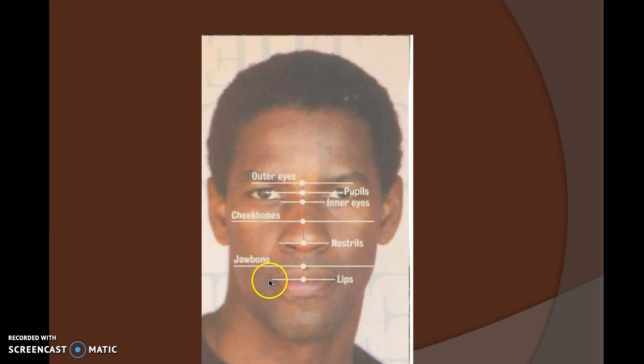So we look at facial symmetry where we draw this line down, and then we look at the lines on the horizontal where the lips are at the same horizontal line, the jawbone, the nostrils, cheekbones, inner eyes, pupils, and the outer eyes, and the eyebrows. And we can even look at earlobes, although they can tend to be different spaces, but also you can look at the mastoid processes from the back.